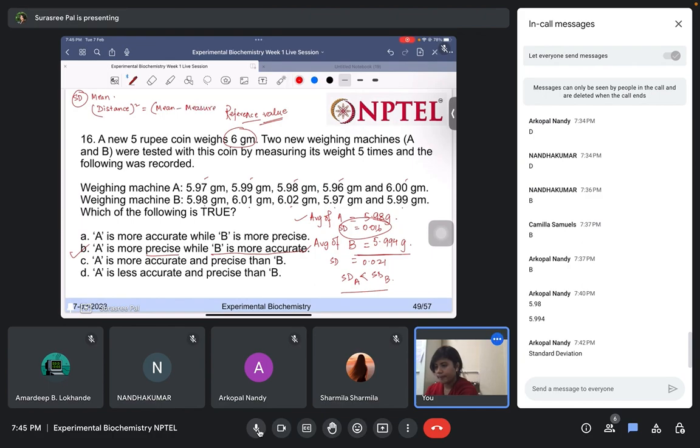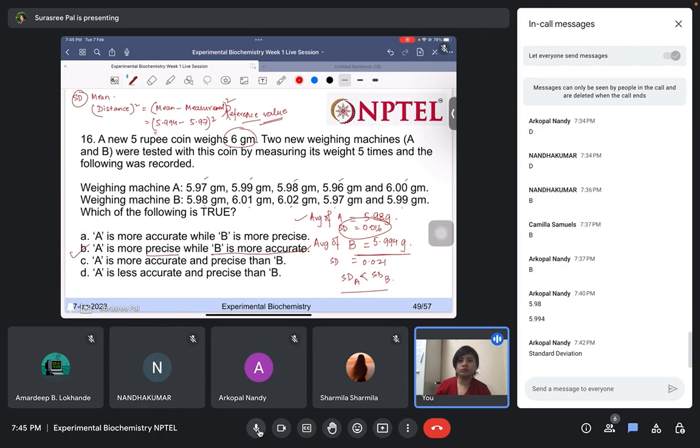That whole square you calculate, right? So suppose your mean is coming 5.994 and your measurement is 5.97. So what is the difference? That difference, the distance square, you calculate, right?